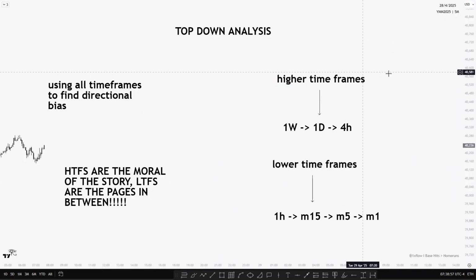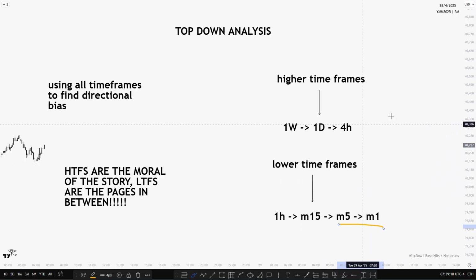Your higher time frames are going to be your weekly, your daily, and your 4-hour chart. This is what I use on my higher time frames to figure out where price is going to go on a higher time frame bias. Then your lower time frames are going to be your hourly, M15, M5, and M1. These will mainly be my executions. I personally mainly execute on the M5 and the M1.